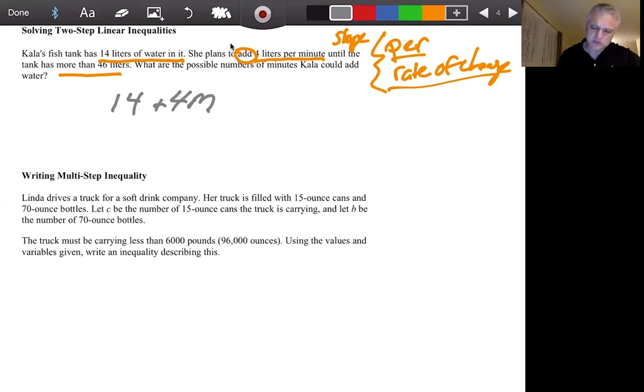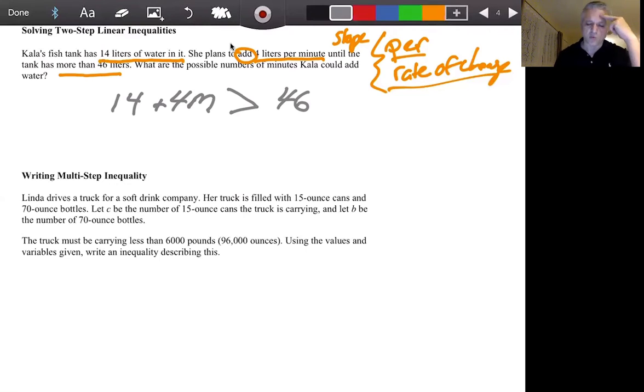And now it says that the result has to be more than 46 liters. So more than, greater than, doesn't say or equal to, 46 liters. And there's my setup. Start with 14, there's your beginning amount, your initial amount. And then you're adding 4, which is your rate of change, which is going to be in front of your variable. And in this case, it was minutes.